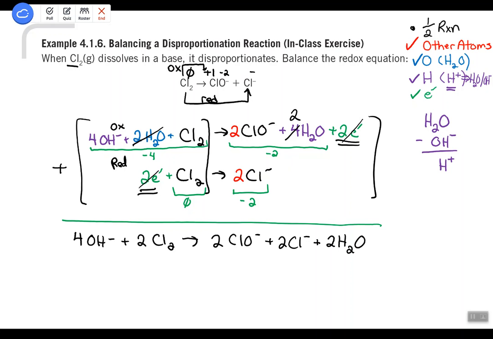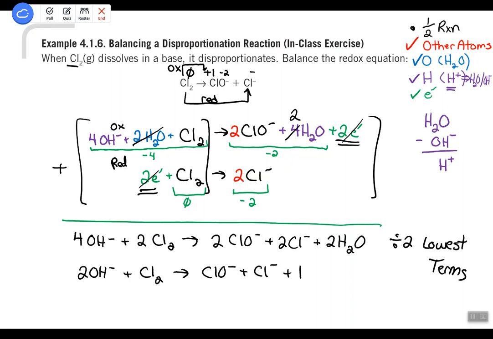I have a balanced reaction, but it's not in lowest terms. I could take all of these coefficients and divide them by 2. Ideally, we have our redox equation in lowest terms. So I'm going to go ahead and divide everything by 2 to get my final result. Therefore, we now have a balanced equation.